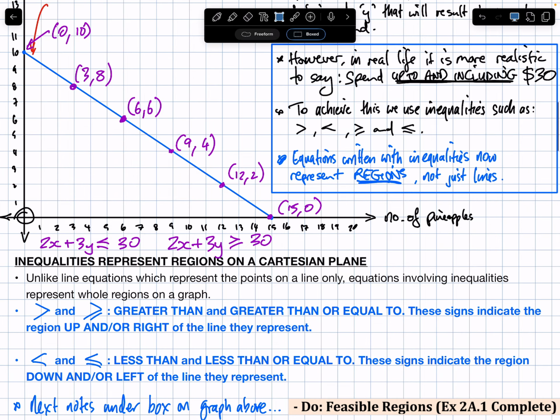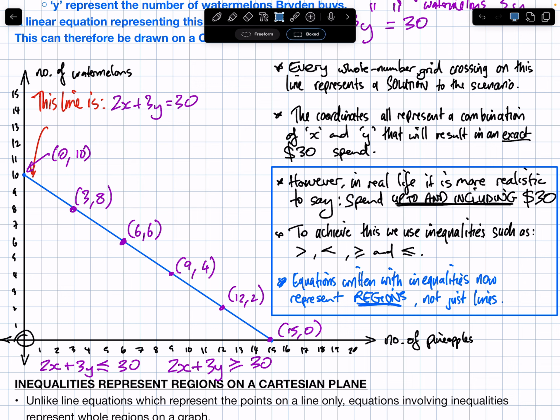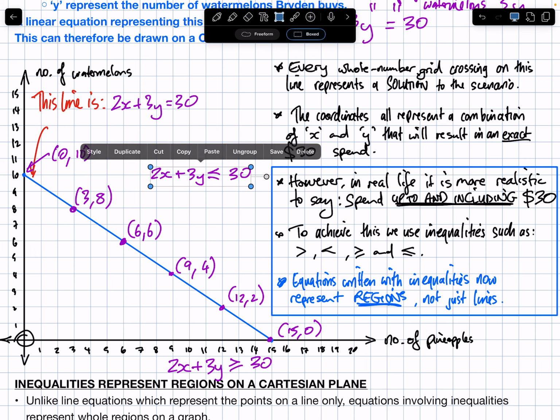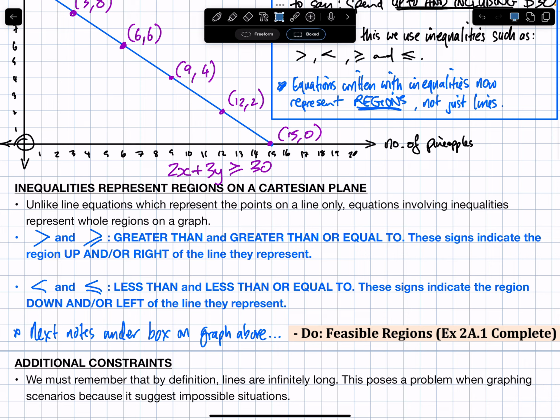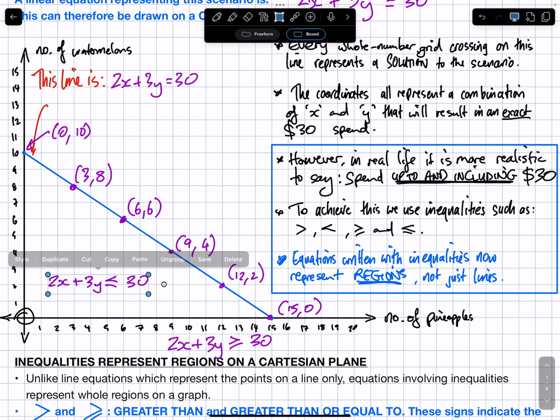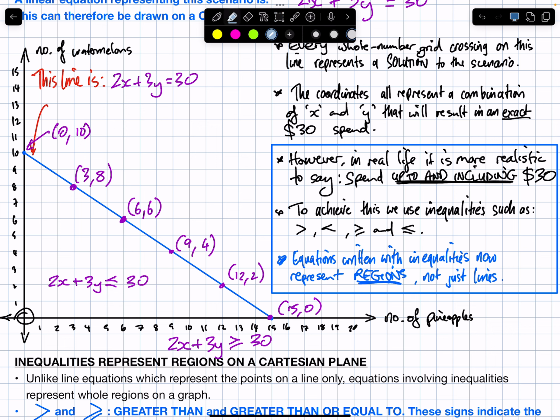All right, let's have a look back at this graph. So, this blue line is the equation 2x plus 3y equals 30. You tell me. This has an inequality on it right now. It's 2x plus 3y is less than or equal to 30. Where does this go? Does it go below the line or above it? What do the notes say? If it's less than or equal to, it's to the left or down. So this region is everything below the line.